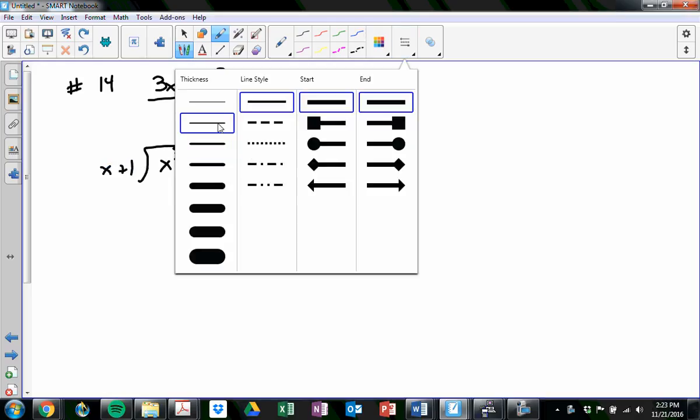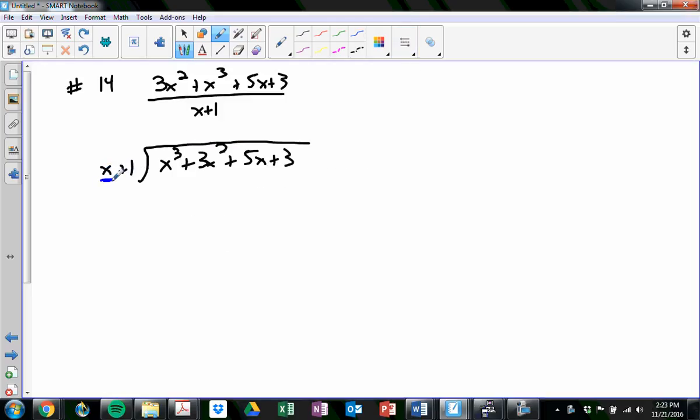Let's start off in blue. I'm asking the question, how many times can x go into x to the third? I don't worry about the plus 1, I don't worry about all this stuff out here. Just how many times can x go into x to the third? X goes into x to the third x squared times, because x times x squared gets me x to the third. So it goes in x squared times. So now I do x squared times x, which is x to the third, and x squared times 1, which is 1x squared. And I'm subtracting this.